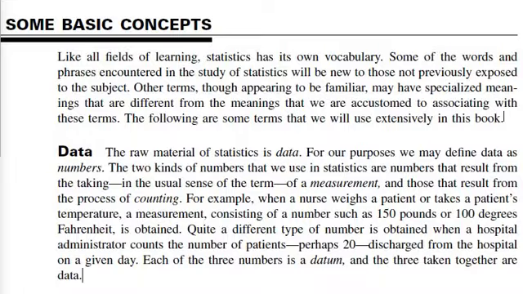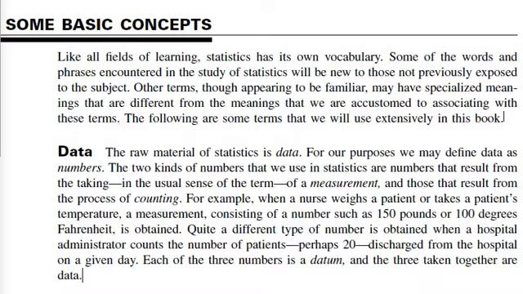Data. The raw material of statistics is data. For our purposes, we may define data as numbers. The two kinds of numbers that we use in statistics are numbers that result from the taking, in the usual sense of the term, of a measurement, and those that result from the process of counting.